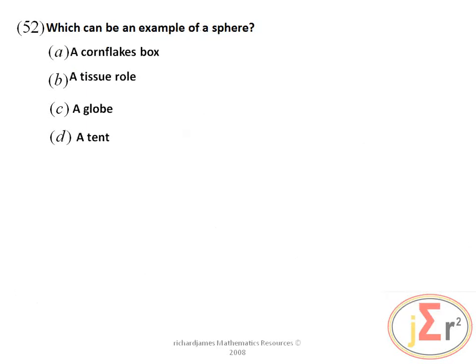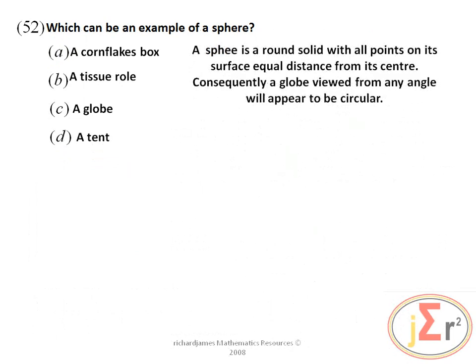which can be an example of a sphere. A sphere is a round solid with all points on its surface equal in distance from its center. Consequently, a globe viewed from any angle will appear to be circular. So because of that, a globe is a sphere, because a sphere appears circular irrespective of what angle you look at it from.